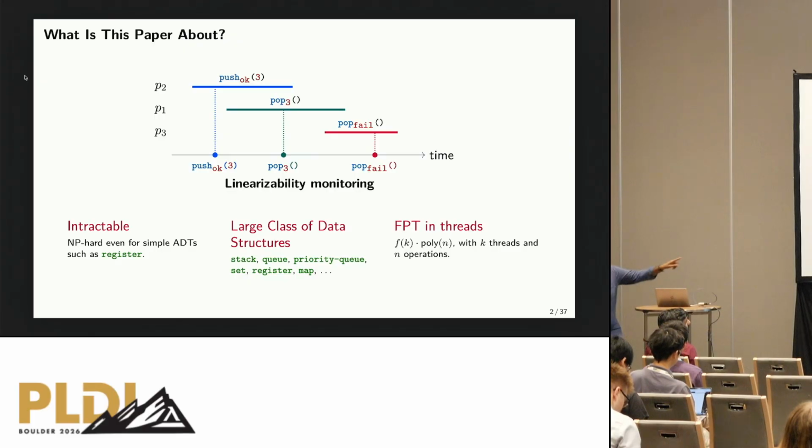Because if I just have NP hardness, the only thing that I can guess is that it may take exponential time in the length of the history, and this result basically says that that's not the case. Which means that if you actually have a fixed number of threads, then the scalability is polynomial in the length of the history.